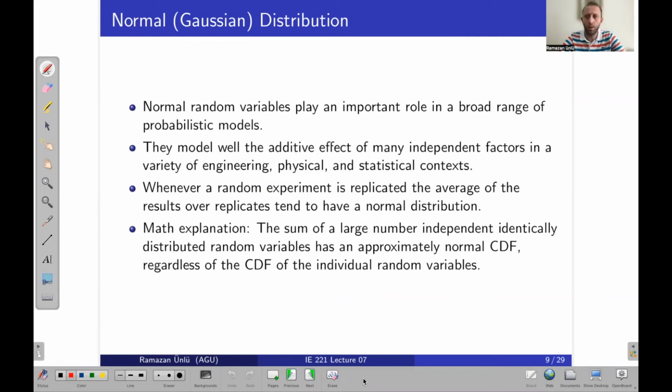Hi everyone, welcome to part 2 of lecture 7, and in this lecture we will discover the normal distribution, or it is called the Gaussian distribution. Normal random variables play an important role in a broad range of probabilistic models. Please note that you will see this distribution in many different classes and in real life. So I suggest you watch this video a few times if you don't understand the concept of normal distribution, because it's important to understand the basic foundation of that distribution.